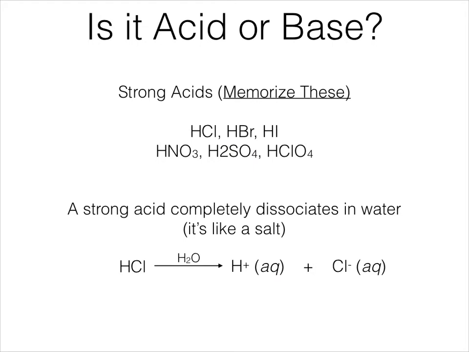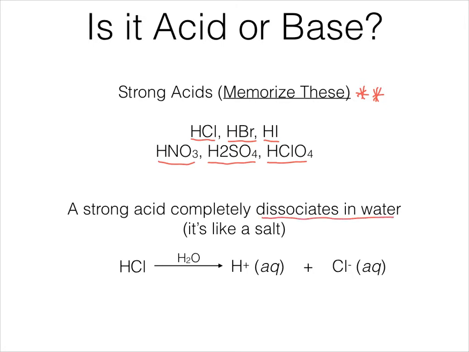Okay, so we're still working on trying to figure out if it's an acid or a base. There are some strong acids that we need to know for sure. These include hydrochloric acid, hydrobromic acid, hydroiodic acid, nitric acid, sulfuric acid, and perchloric acid. Please memorize these acids. These are the 6 strong acids that you should know. It is a strong acid by definition because it completely dissociates in water.